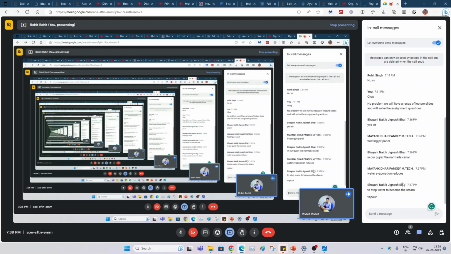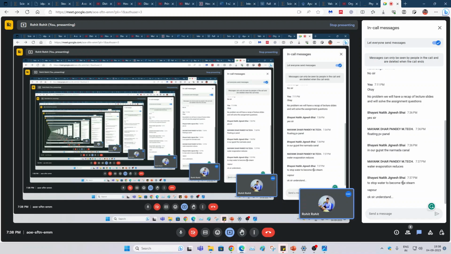So evapotranspiration is there, evaporation is there. These panels stop the sunlight from directly going to the canal, and that's why this water loss is quite less. So this can be a very good phenomenon when we cover the canals with solar panels, floating solar panels.